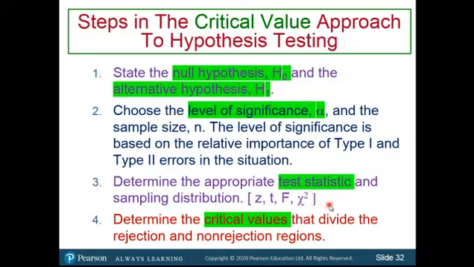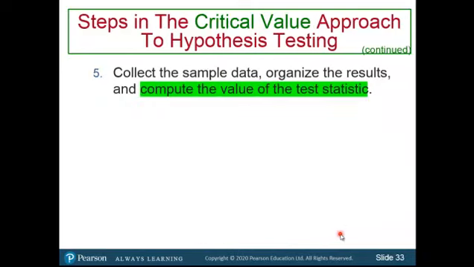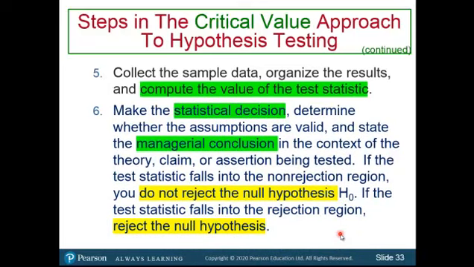Number 4, to determine the critical value that divides the rejection and the non-rejection region. Step number 5, collect some sample data, organize the result, and compute the value of the test statistic. Step number 6 is to make a statistical decision and also to make a managerial conclusion, whether to reject or to accept the null hypothesis. So those are the 6 steps in the critical value approach to hypothesis testing.